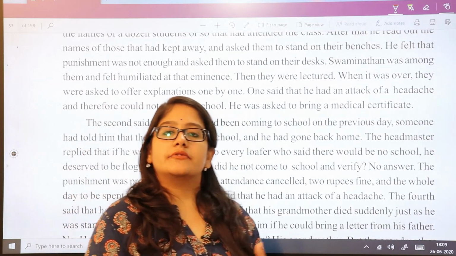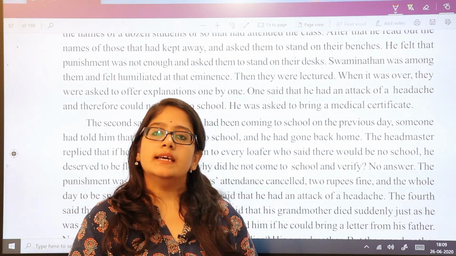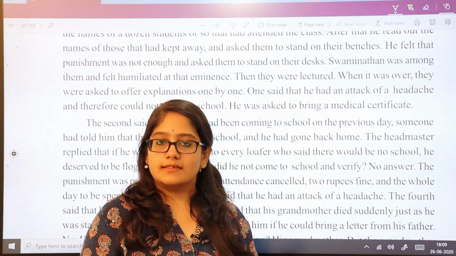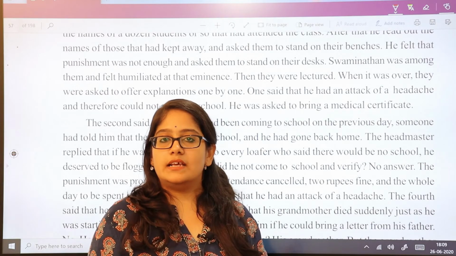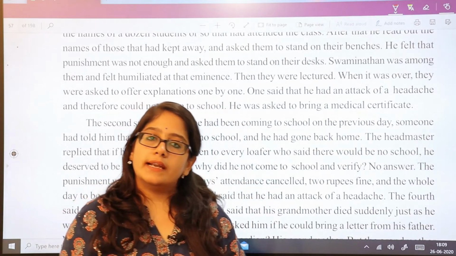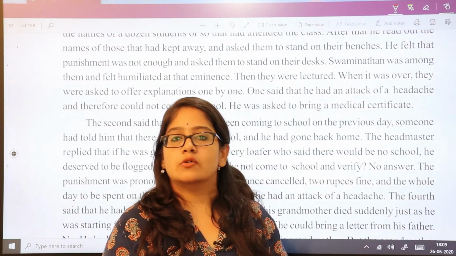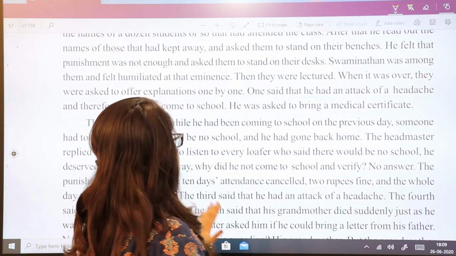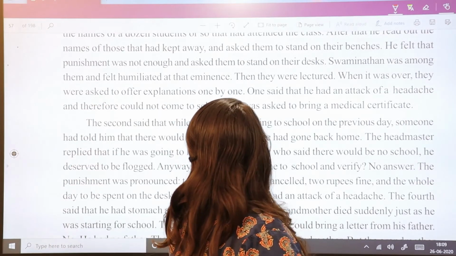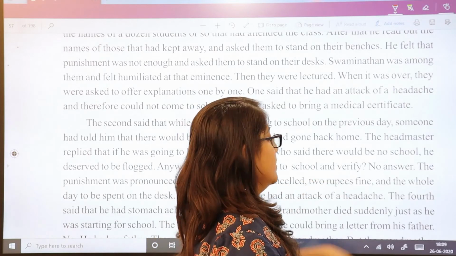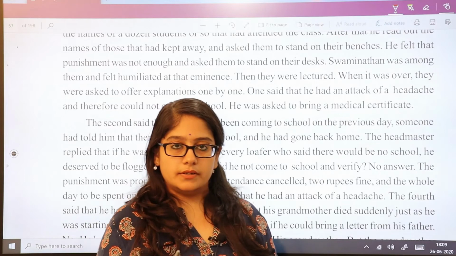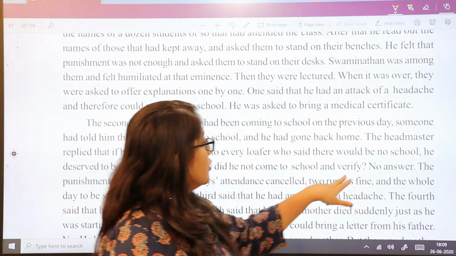So the headmaster gets really angry and he asks the boy whether he would believe any worthless man if he says there's no school. He should not believe any man who says there's no school. He should come to school and verify whether it's really closed or not. He deserved to be flogged. Flogged means beaten up, to be thrashed. Anyway, why did he not come to school and verify? So the headmaster asks, why didn't you come to school and verify whether the school was functioning or not? No answer.